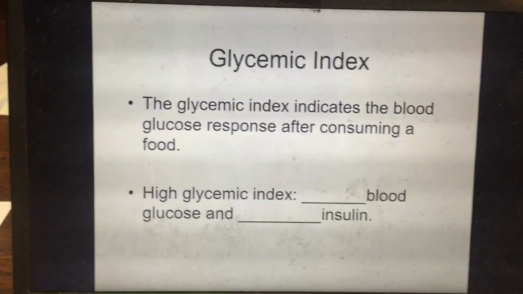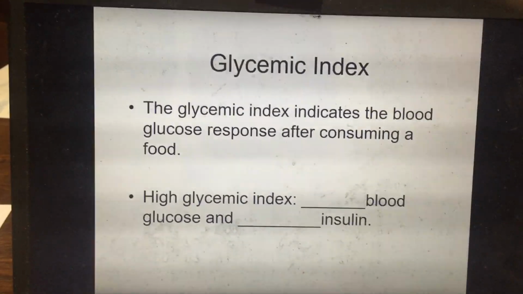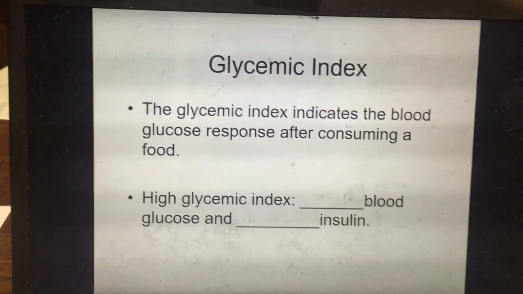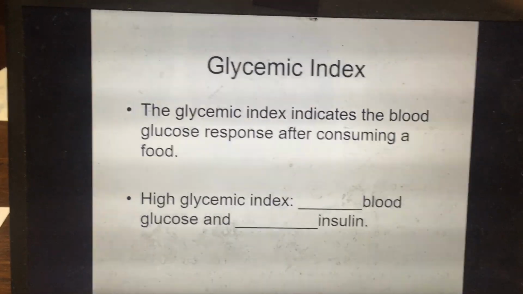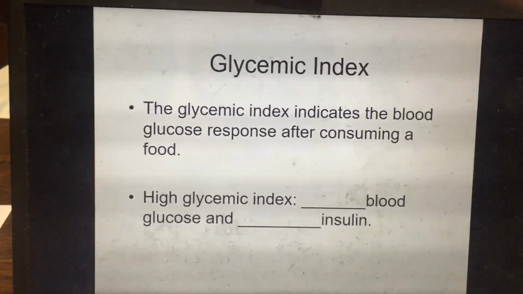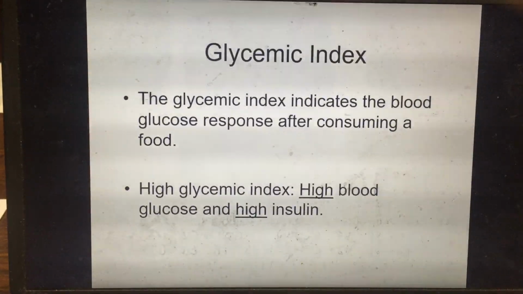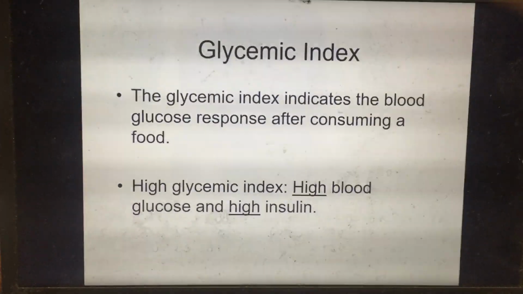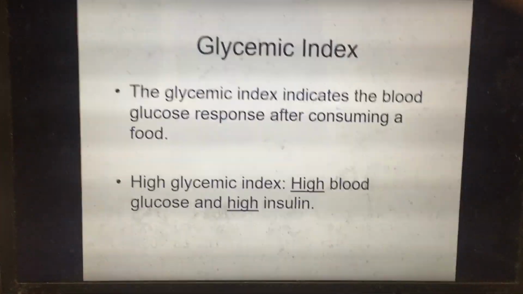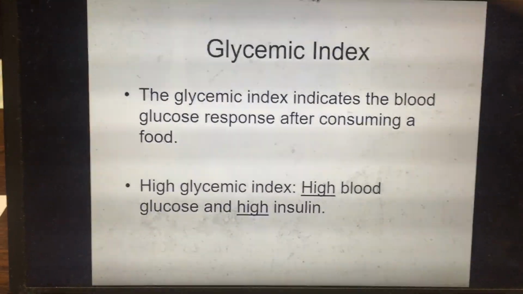So this slide introduced the concept of the glycemic index. So as I mentioned at the start of the presentation, the glycemic index of a food indicates the blood glucose response after consuming that food. So a high glycemic index in a food results in high blood glucose levels and also high insulin levels. So the problem with regards to endurance performance would be this high insulin level.